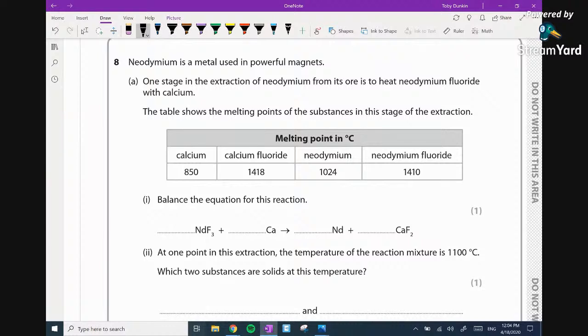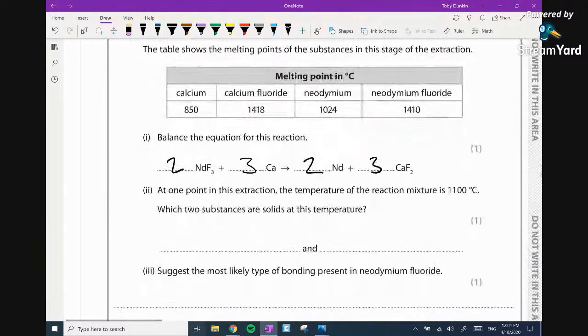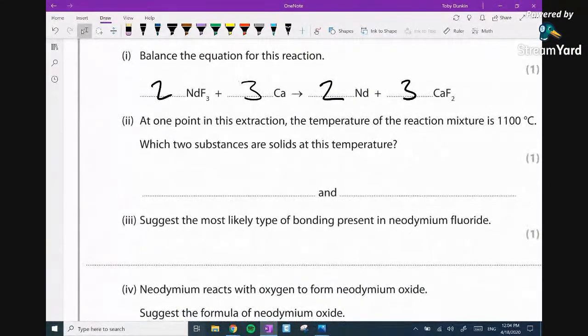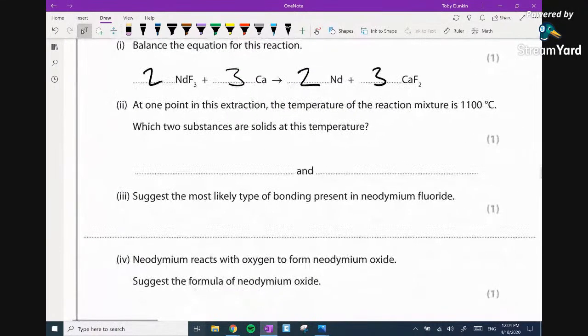But first question is balance the equation. So 1 neodymium, 1 fluoride, 2 fluoride. Common denominator is 6. So let's do that. Now we've made a change. Go back to the beginning. 2 neodymiums, 2 neodymiums. Next one, 3 calciums, 3 calciums, and you're done. So there's the first one. Not too tough, not too difficult. I've seen harder ones at GCSE.